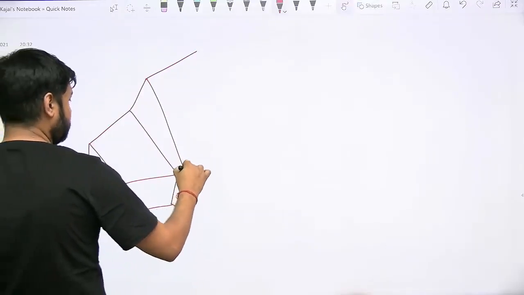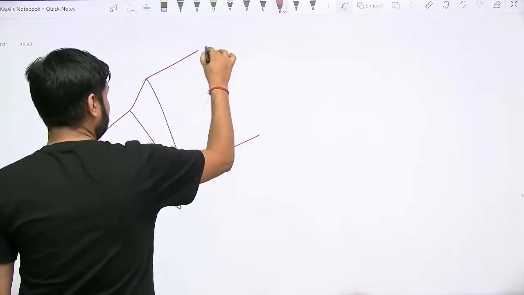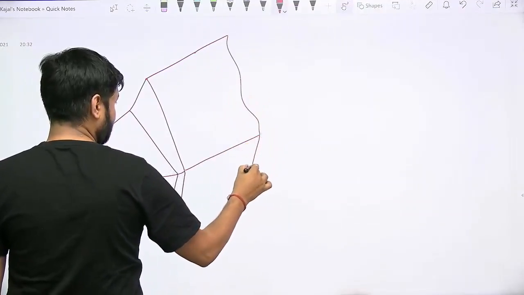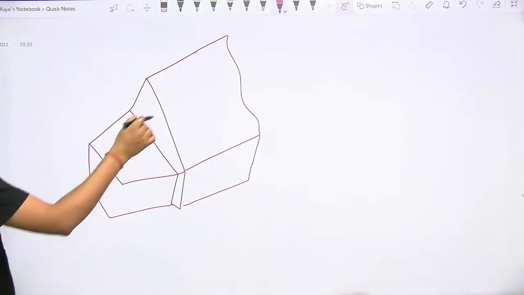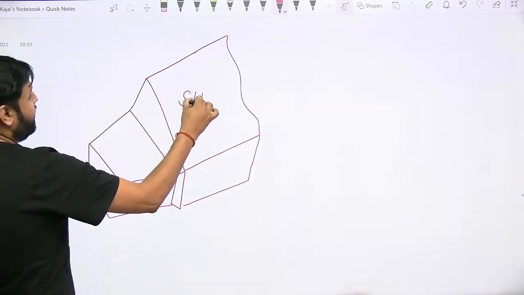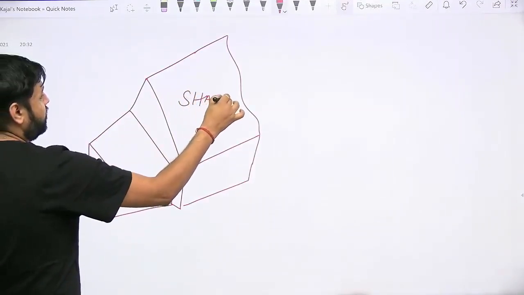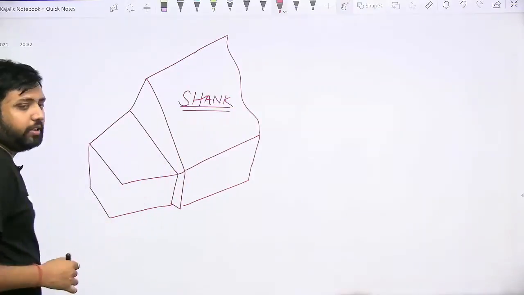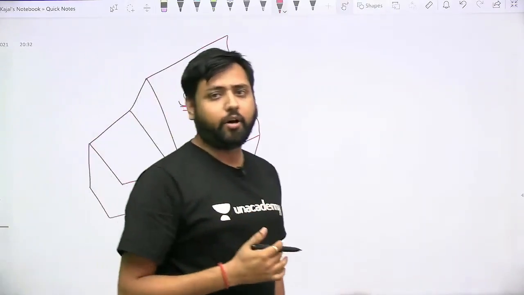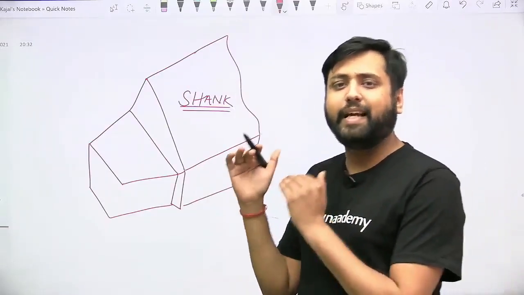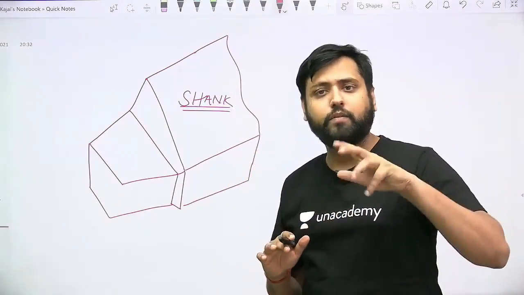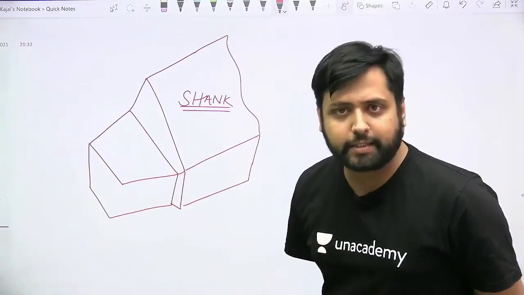This single point cutting tool looks like this. Here, this is what you call the shank of the tool, and this shank is what? This shank is the main body of the cutting tool, which is used to be held onto the tool post with the help of fasteners.